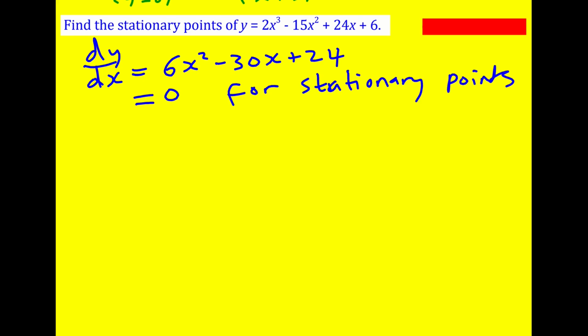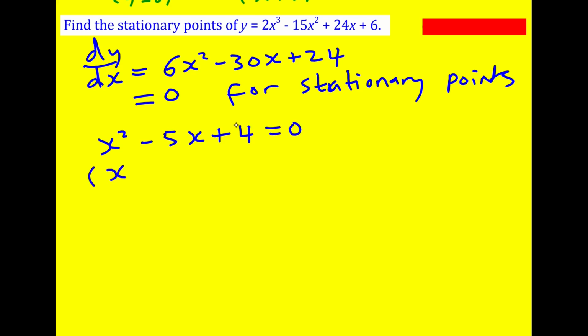Okay, now you could stick this into your calculator and solve it, but it is important to have non-calculator techniques as well, so keep practicing that. We look for common factors before we try to factorize, and actually 6 goes into all of these terms, and it's going to work out really nicely. It's going to be x squared minus 5x plus 4.